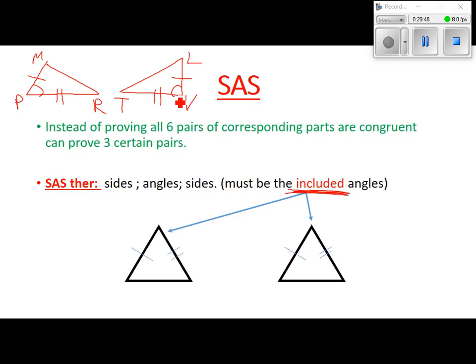All right? Because look at what it does. It goes side, angle, side. It goes directly in order. All right? Can't be anywhere else.